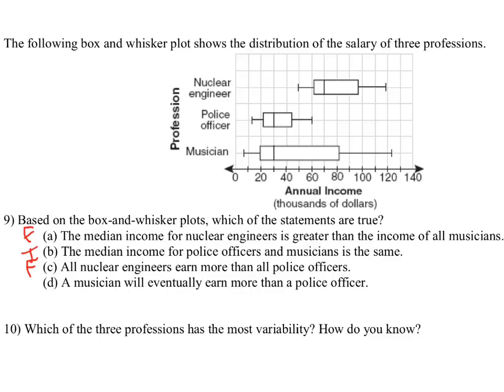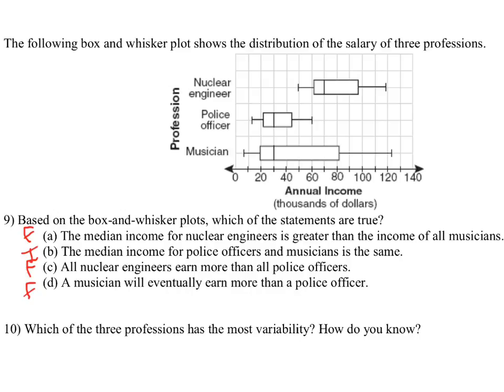And then all musicians will eventually earn more than a police officer. And that's this, right? Eventually earn more. You can't determine that by this box plot. A box plot doesn't tell you what happens over time. It just tells you what things are at a specific time. This doesn't show you that things get greater as time progresses. It just shows you what it is right now. And so this is not a true statement based off of what's on the picture right now. It could be true if we had something like just a line graph that shows things over time, but that's not what we have. We just have a snapshot of what's right now.